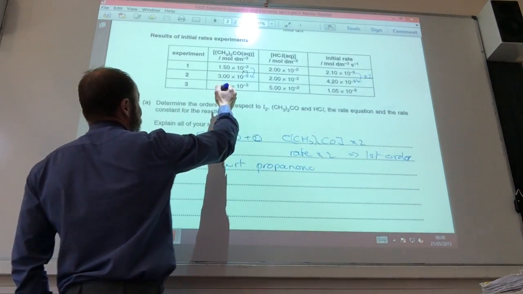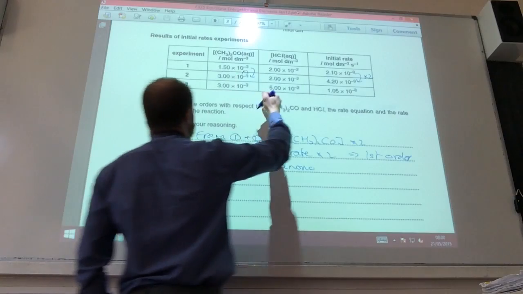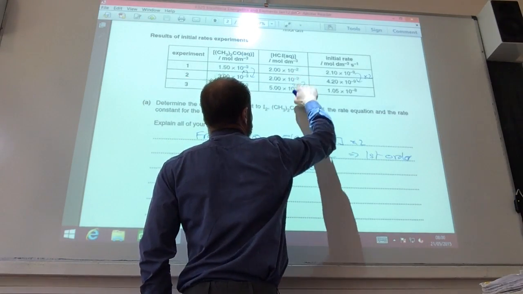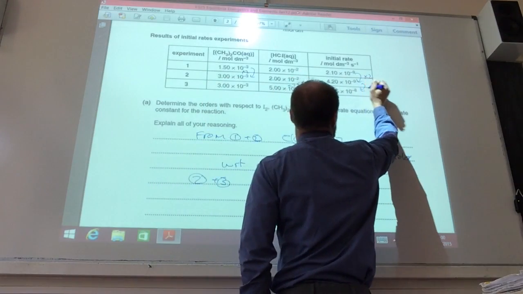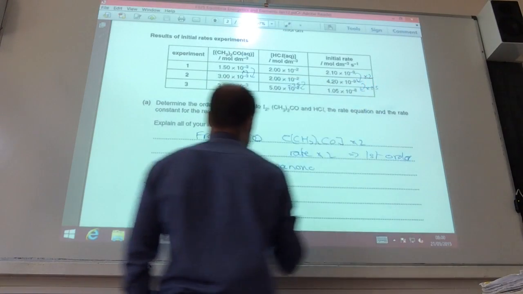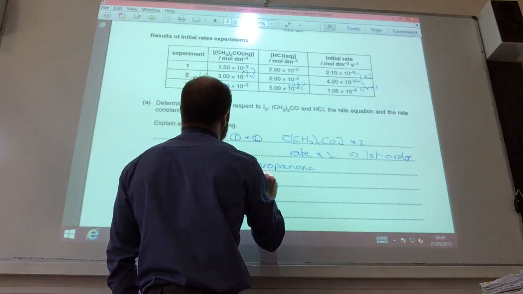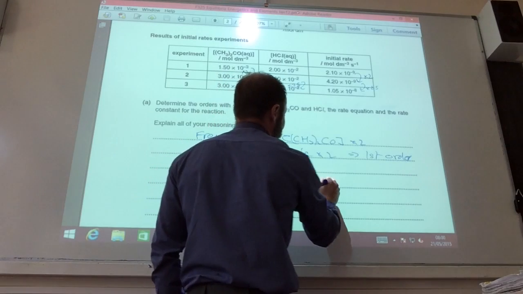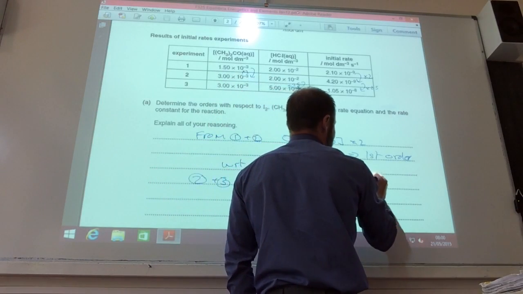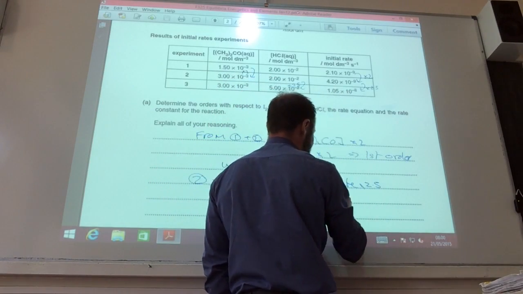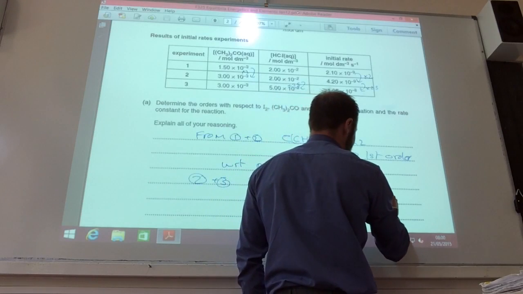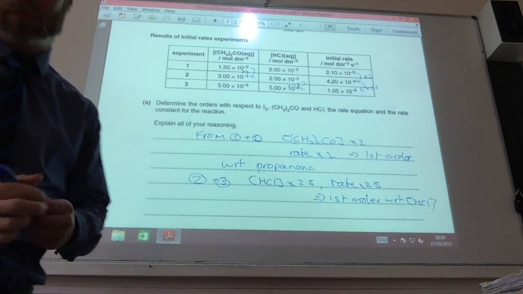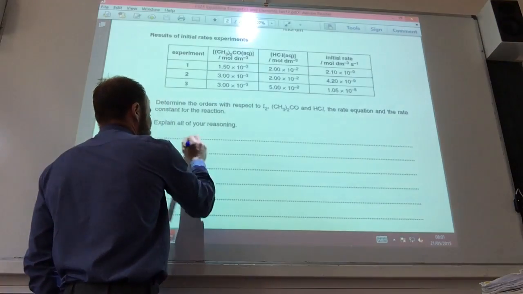For the next one, let's do HCl. That stays the same if we use 2 and 3. If you times the concentration of HCl by 2.5, you also times the rate by 2.5, and therefore it is first order with respect to HCl as well. Okay, so I can now do my rate equation.